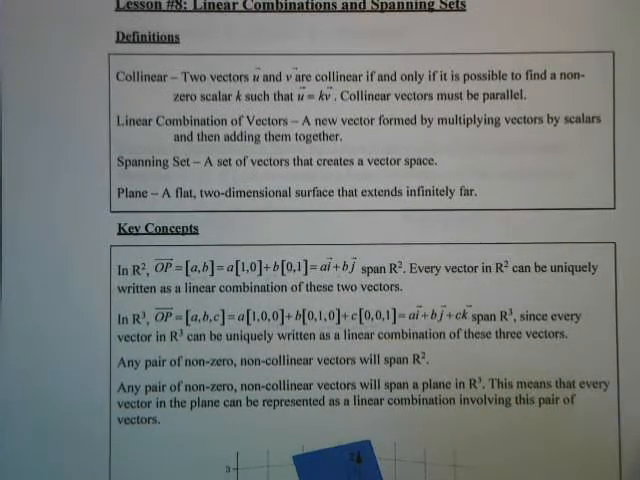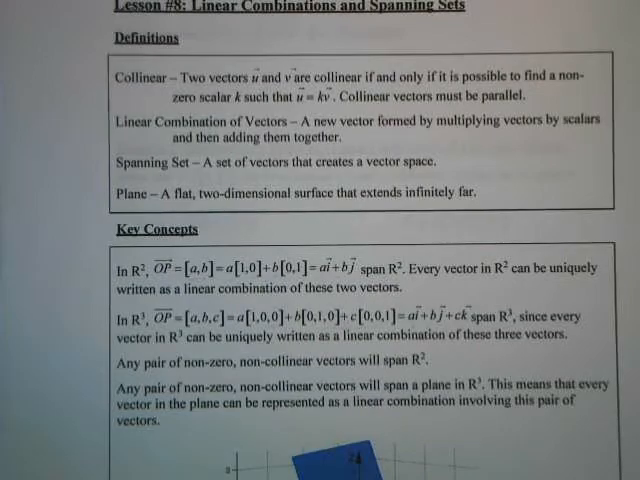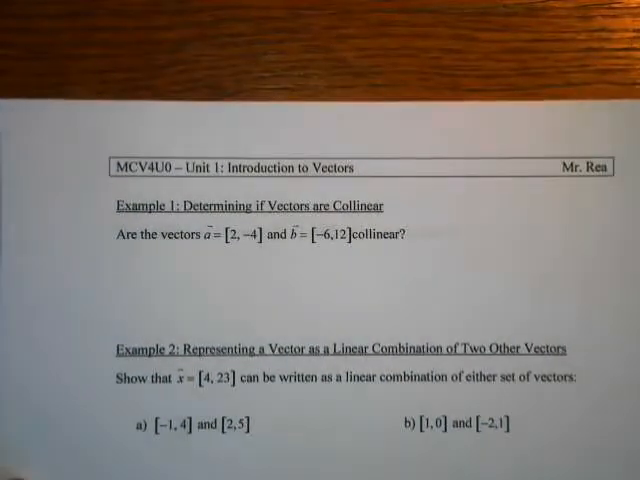This means that every vector in that plane, so if this blue rectangle is the plane, we could create any vector we want that lies on that plane by a linear combination of the other two vectors that are also on the plane. Okay, so that's basically the definition of spanning sets and linear combinations. So let's do a little bit of work.